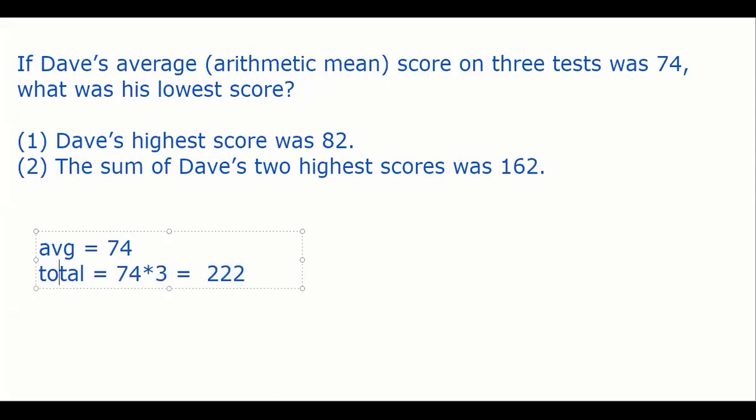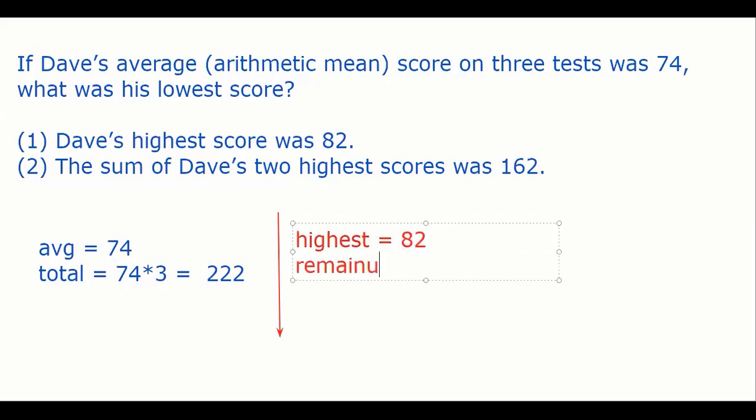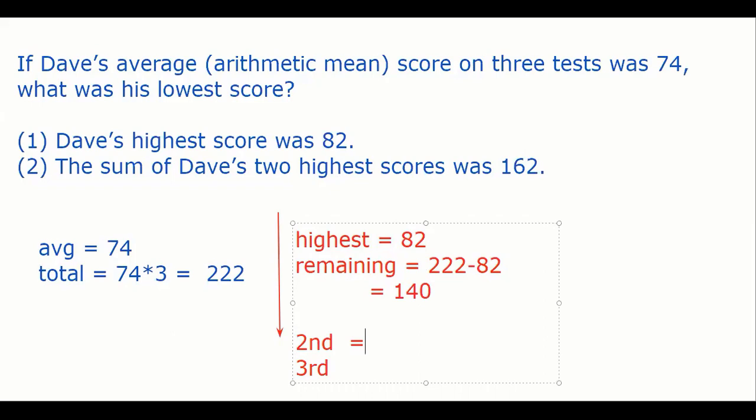Now, Meghna, statement 1. Read and tell me, sufficient, not sufficient, why? Statement 1 is not sufficient. Why? Highest is given as 82. So remaining would be 222 minus 82, 140. So in the second and third tests, the total will be 140.